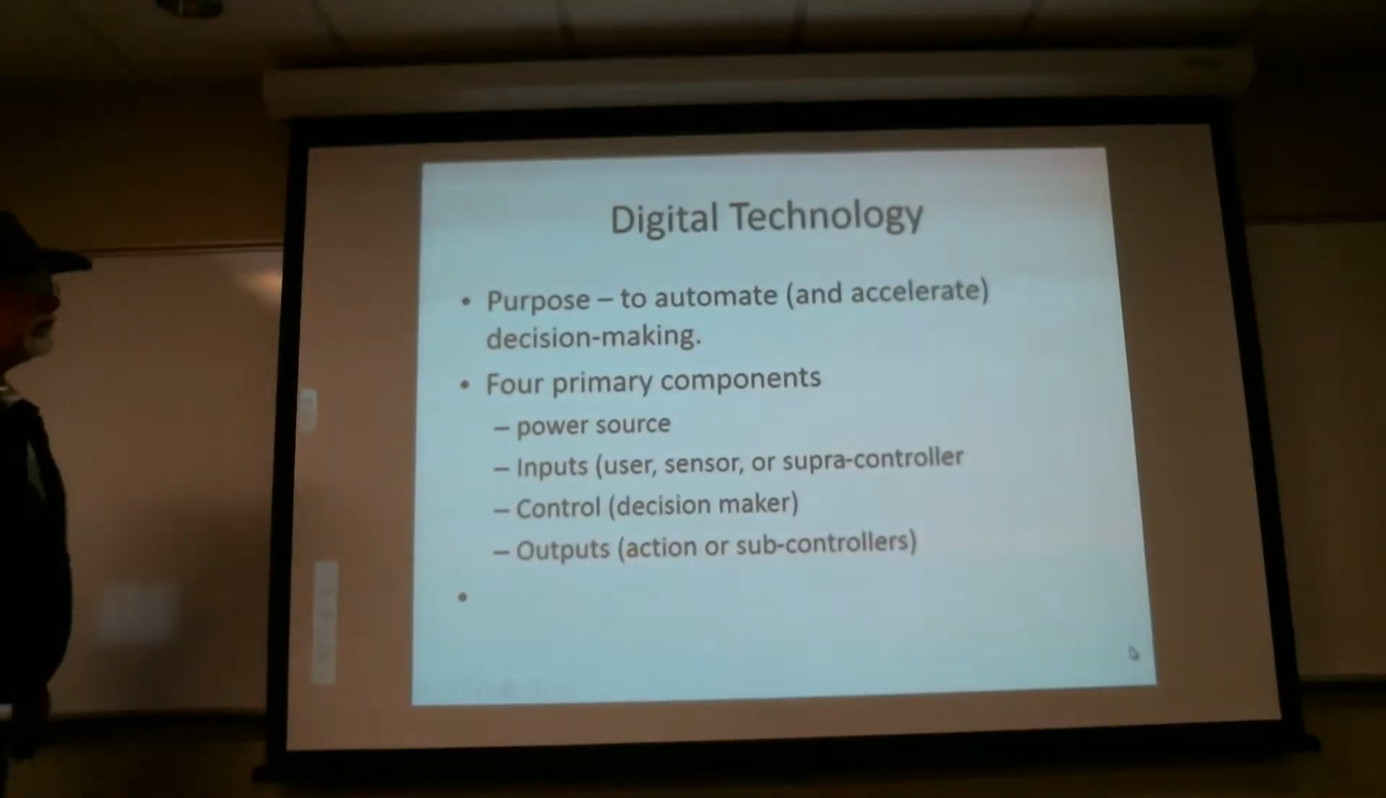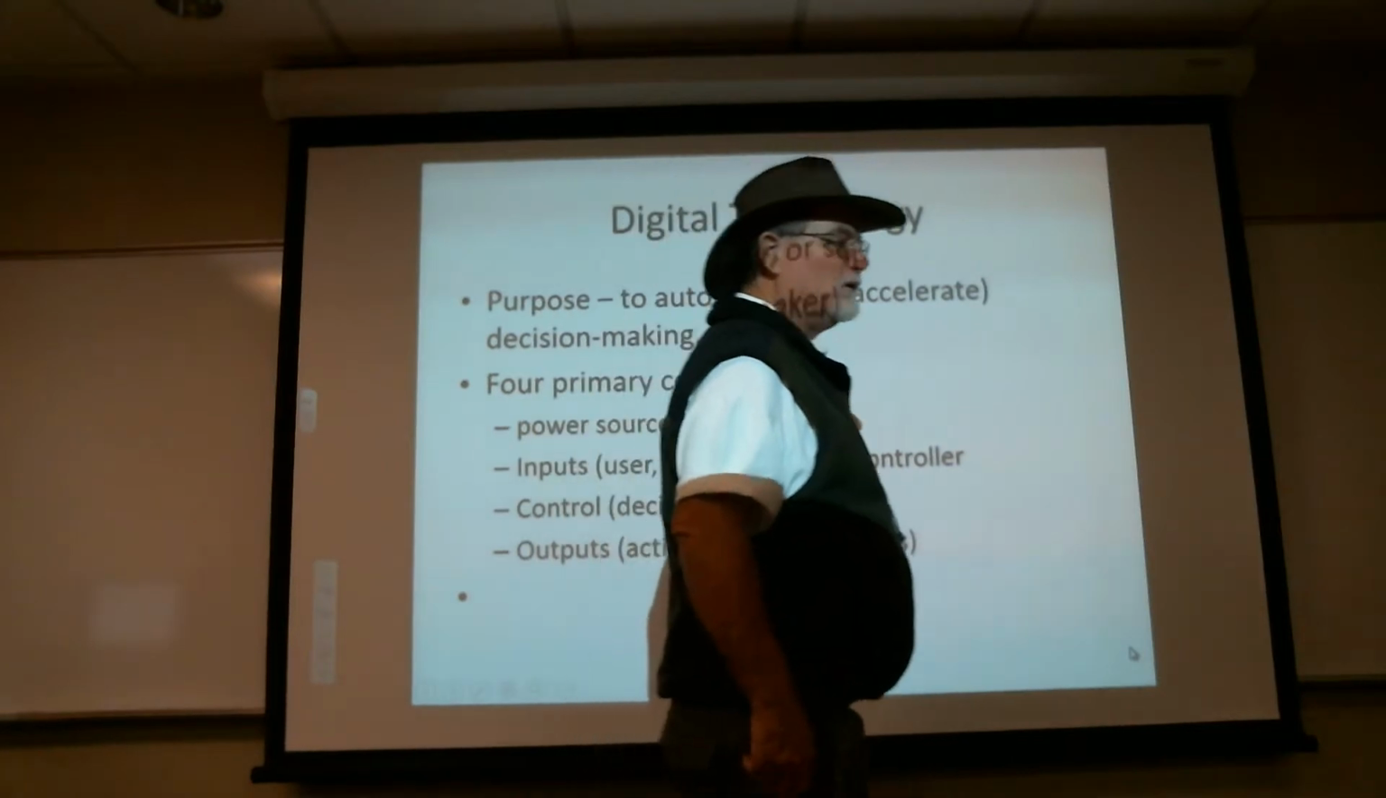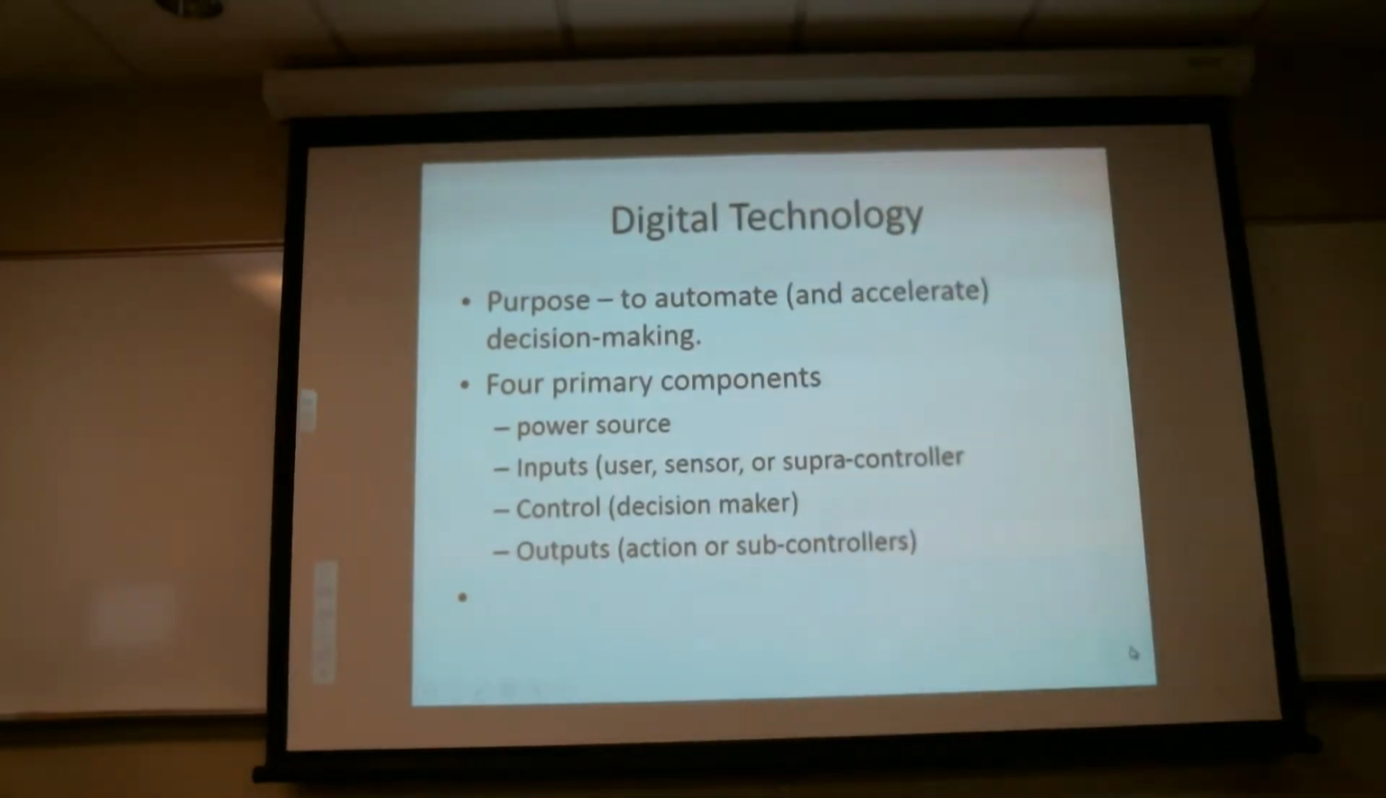So primarily with digital technology, the goal is to automate processes: perform analysis, calculate formulas, record data, do a whole bunch of different things, and reduce the amount of human decision making that's rote, where a human doesn't need to really be involved in it.